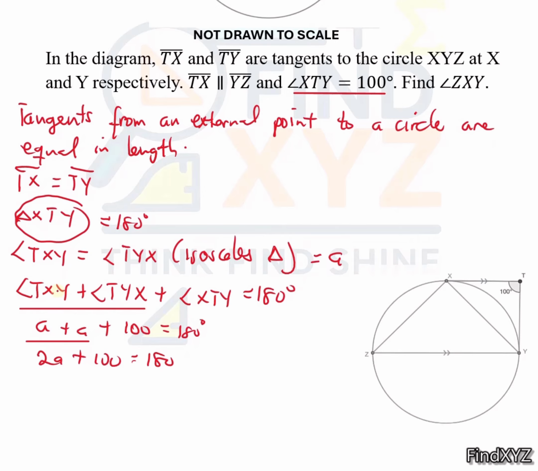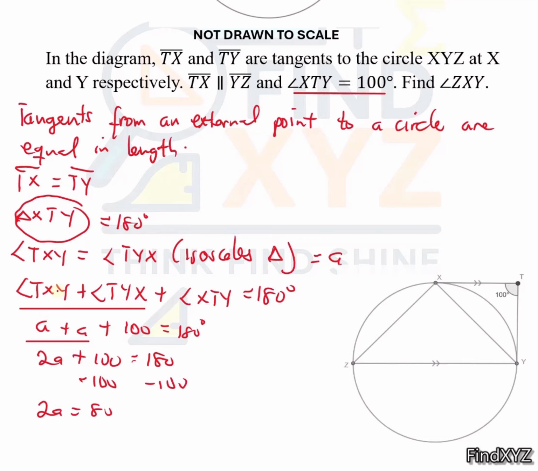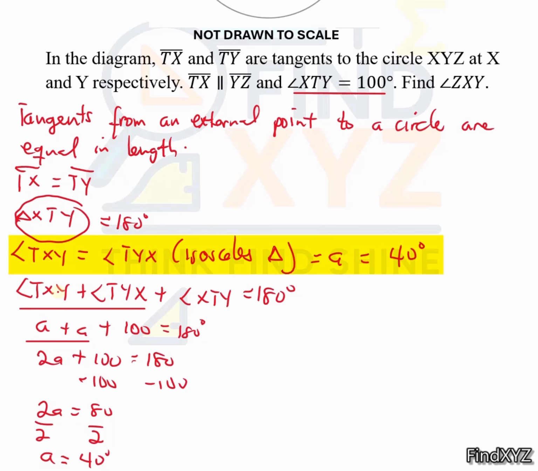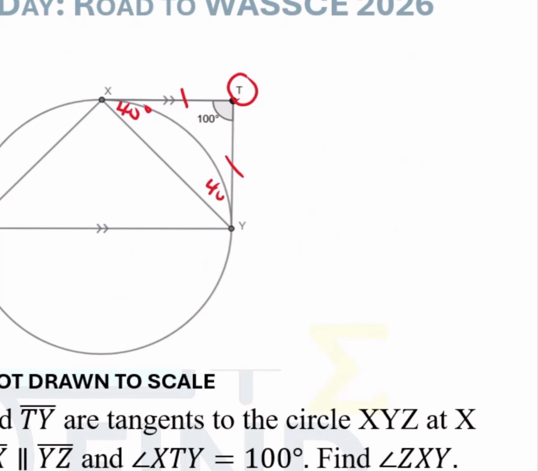Then what can we do? We can subtract 100 from both sides of the equation. We have 2A is equal to 180 minus 100. That will give us 80. Then we divide both sides by 2. What is the value of A? We have 40 degrees. So angle TYX and angle TXY are equal to 40 degrees. This is 40 degrees. This is also 40 degrees.